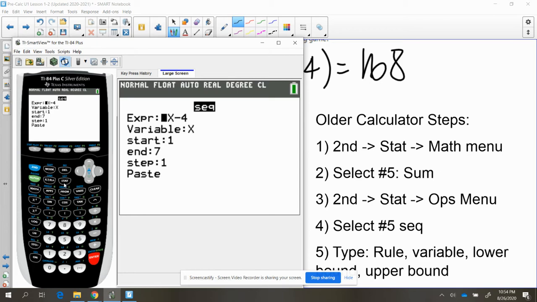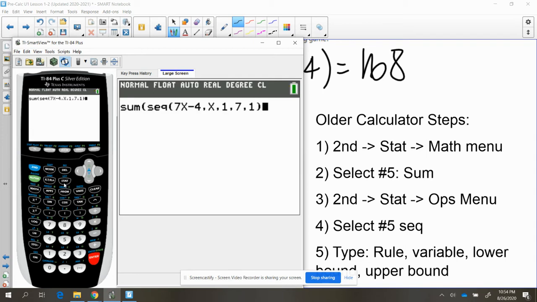And this is where you're going to type in the expression, the variable. Again, I would just replace n with x. And you're starting at term 1, ending at term 7, going up 1 at a time. You're going to paste that in. Voila. There is your final answer. So just press enter at the end there.